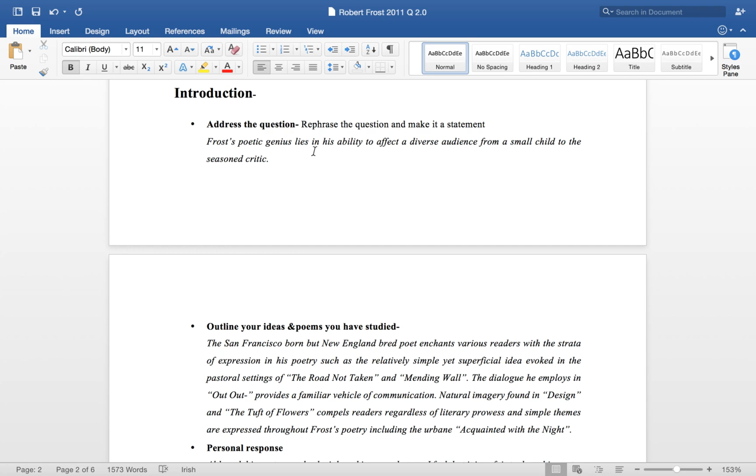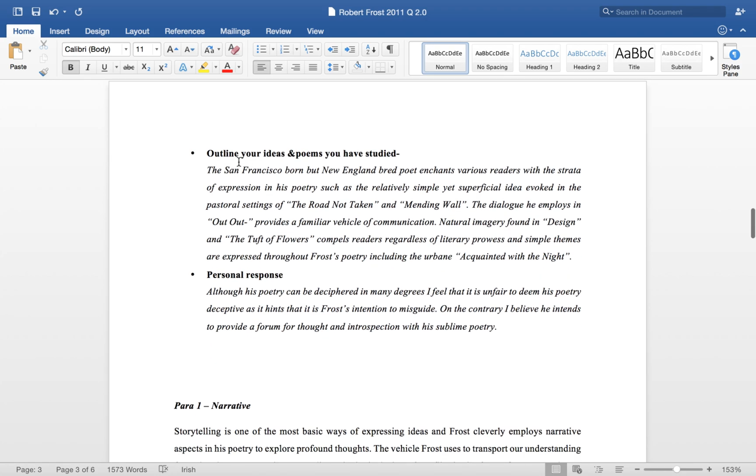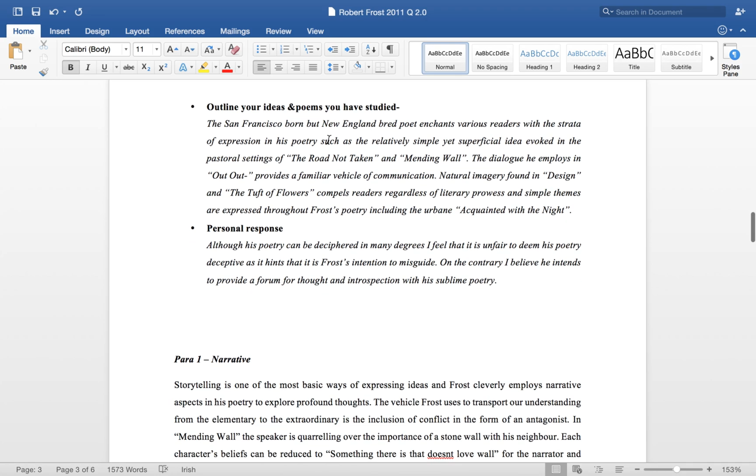Frost's poetic genius lies in his ability to affect a diverse audience, from a small child to the seasoned critic. Now, I think that's important because there's layers of meaning there. There is meaning to a small child, there is meaning to a seasoned critic. So I am addressing the question, I believe. Next up, outline your ideas and poems you have studied.